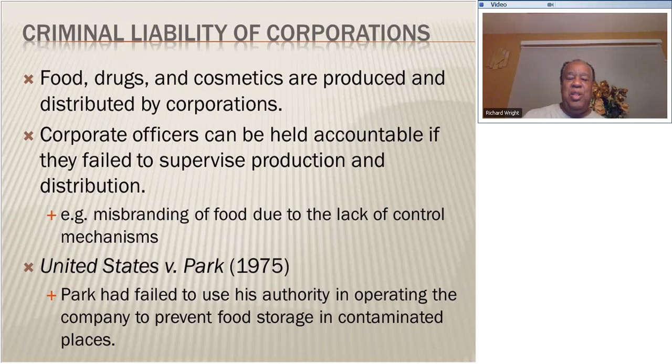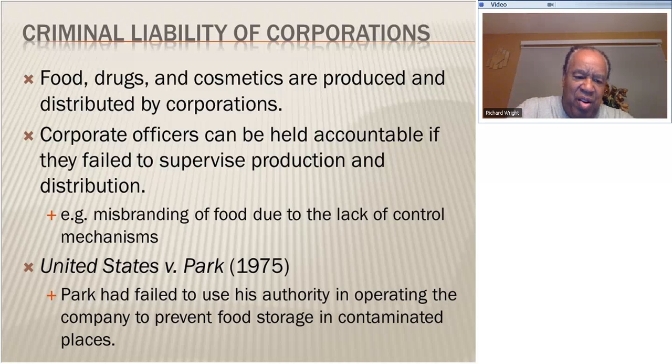Criminal liability of corporations. Foods, drugs, and cosmetics are produced and distributed by corporations. Corporate officers, as I said earlier, can be held accountable if they fail to supervise production and distribution, such as misbranding and things of that nature, allowing certain items that are hazardous to the public to be included in those items, those drugs, or in the cosmetics themselves. Remember, the cosmetics are being put on the bodies of people, and it gets into the pores of the body and has been known to cause cancers and other illnesses.